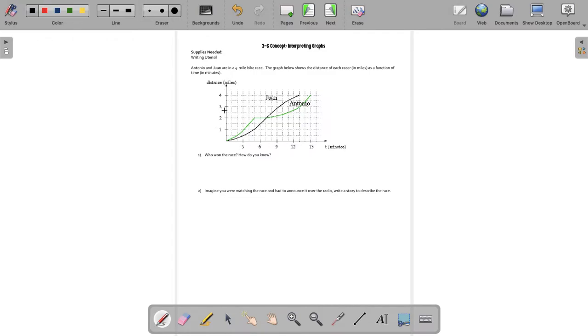You look on the y-axis here, the vertical axis, and you'll see it's distance in terms of miles. So we have 1, 2, 3, 4. That means miles. Okay, so if we look at this graph, this looks like Juan. I think this is Juan. Juan is right there. Okay, so if we look at this, Juan finishes the 4-mile race at this point right there.